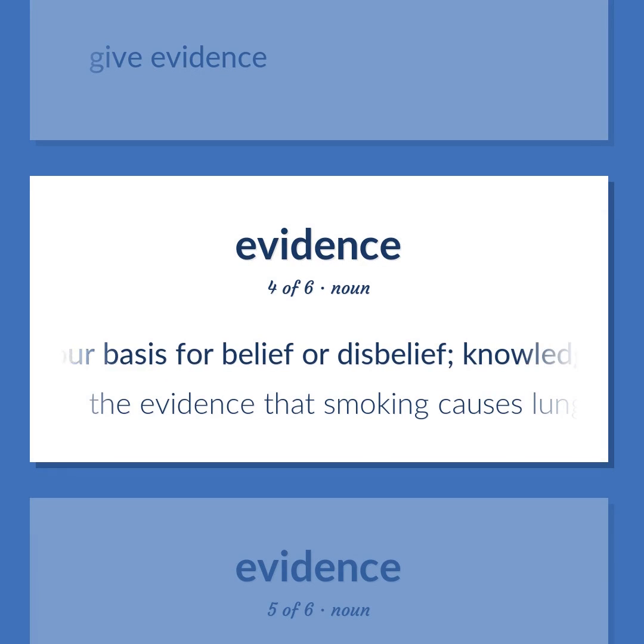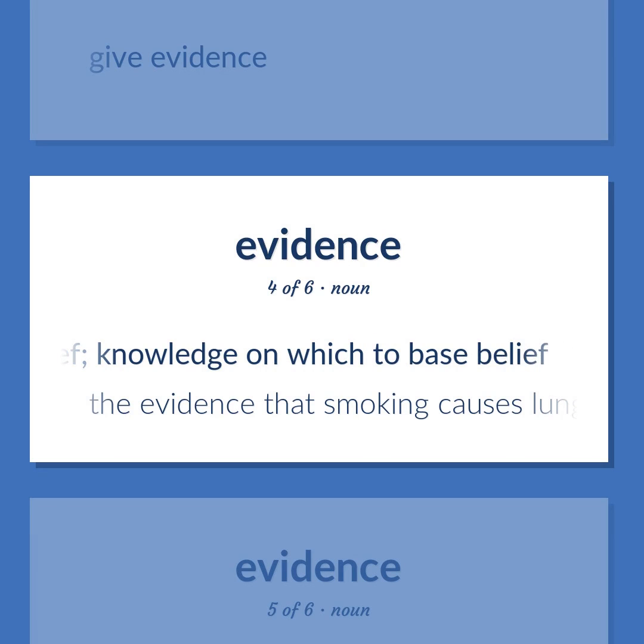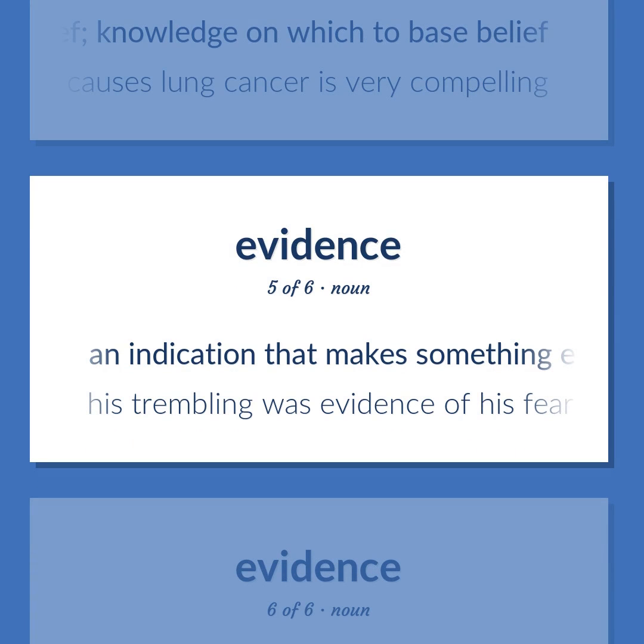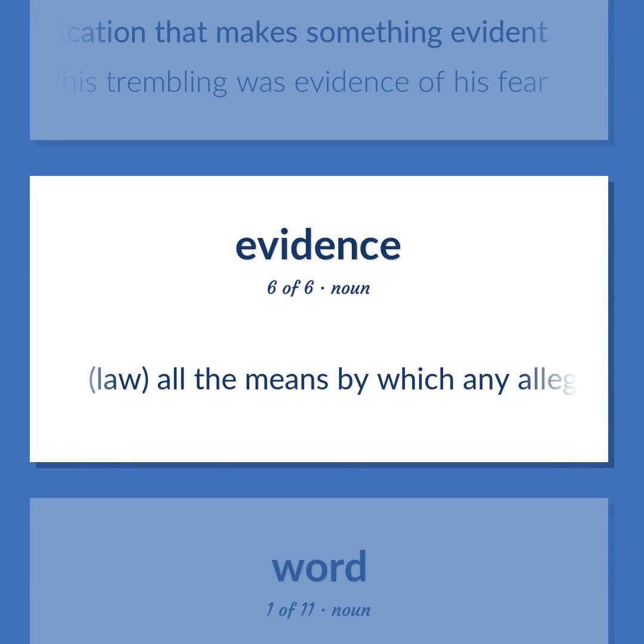Your basis for belief or disbelief. Knowledge on which to base belief. The evidence that smoking causes lung cancer is very compelling. An indication that makes something evident. His trembling was evidence of his fear. Law. All the means by which any alleged matter of fact whose truth is investigated at judicial trial is established or disproved.